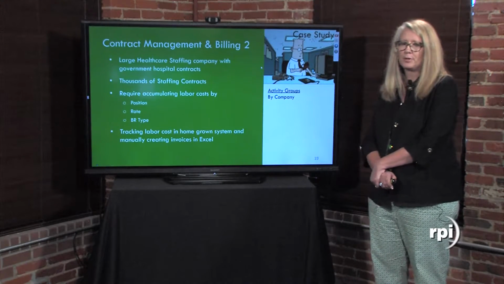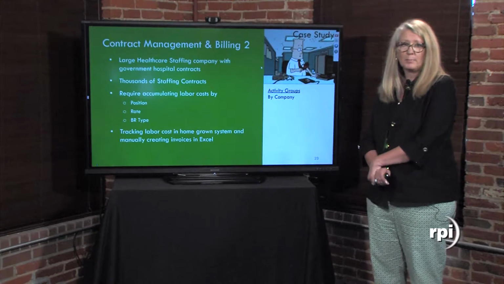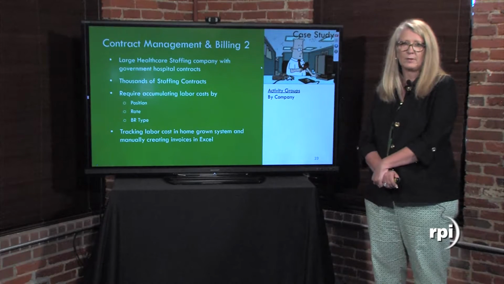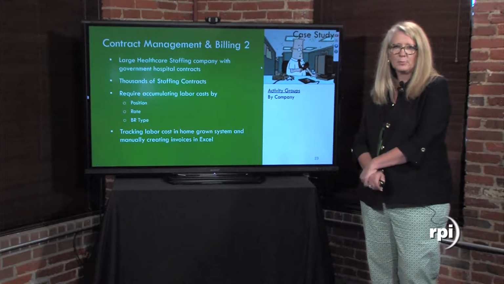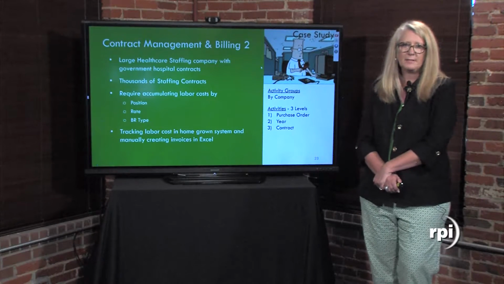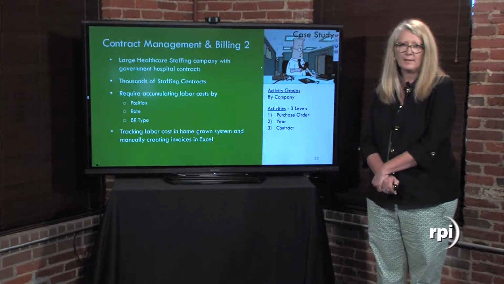Their activity group structure was by company. They were a part of a large company who utilized activity management in different ways across all of their companies. So their activity groups had to be by company. Their activities had 3 levels: a PO, a year, and a contract.